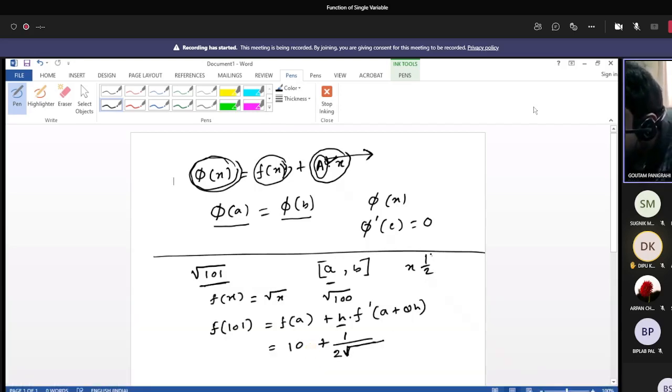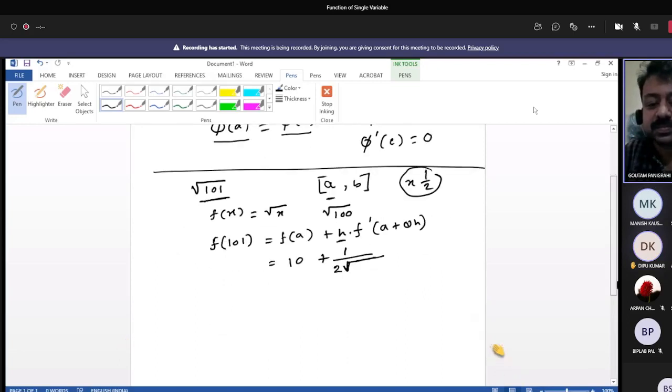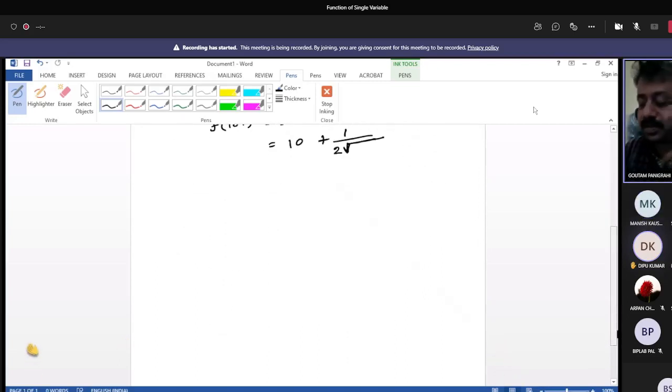Sir, how does formula 2 come? f dash a plus theta h. Yes. Sir, f of 101 is equal to f of a plus h into f dash a plus theta h. How does it come, sir? Where has this been derived? Okay, it's Lagrange mean value. This is the problem. Yes, sir. How is it derived?